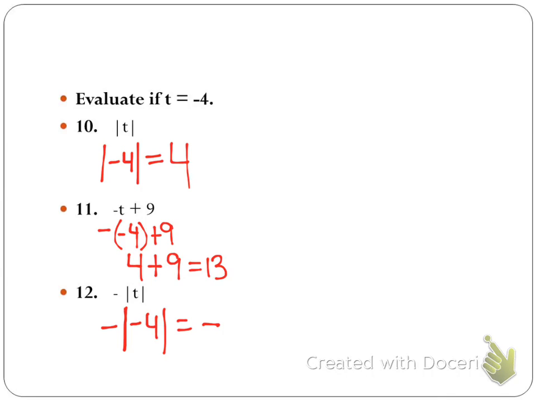Lexi, what's the absolute value of negative 4? 4. Wonderful. And then, really, that's it. Right? The answer is just going to be negative 4. We don't have to rewrite it again.